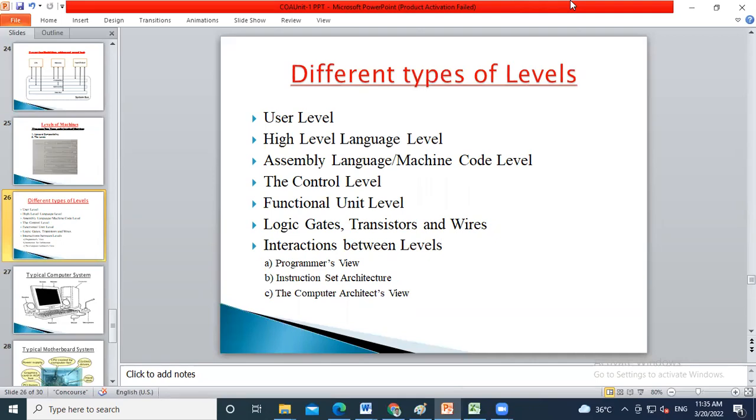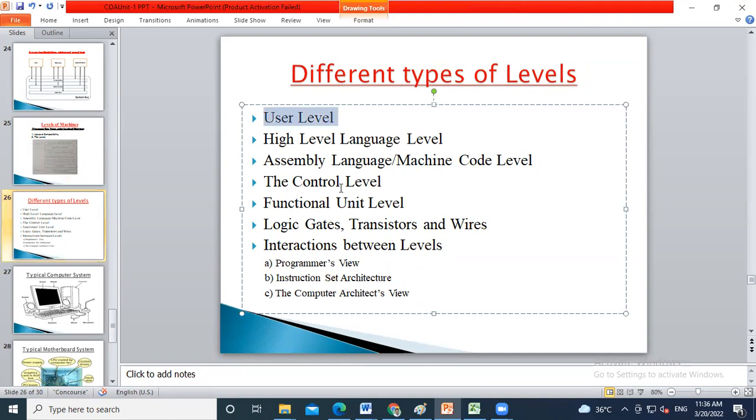The first one is the user level. At this level, the user is most familiar with the application programs that run on the computer, and can interact with the computer by running the programs. Due to this complexity, the user wants the computer to run programs, and little of the internal or low level structure is visible to the user. That is the user level.